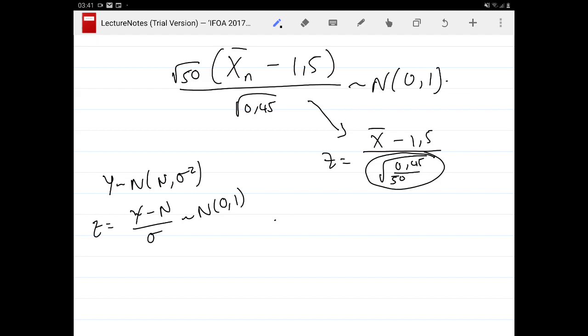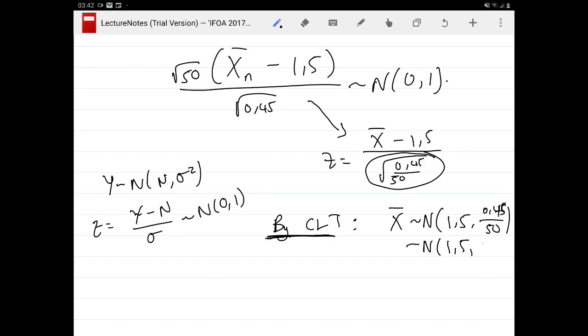So therefore, by the central limit theorem, and it's important to use this statement because the question says to include and state any assumptions you make, so the assumption is that we're using the central limit theorem, we can say that X bar is approximately normal with mean 1.5 and variance equal to the square of the standard deviation, which is 0.45 over 50. When you calculate it, that is a mean of 1.5 and a variance of 0.009.